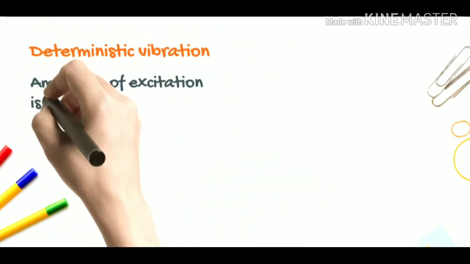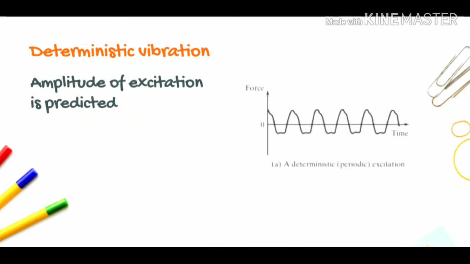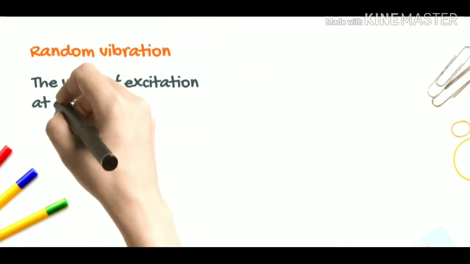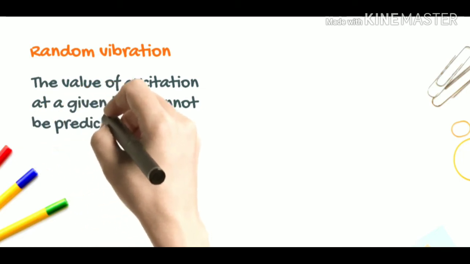Deterministic vibration: the amplitude of excitation can be predicted. Random vibration: the value of excitation at a given time cannot be predicted.